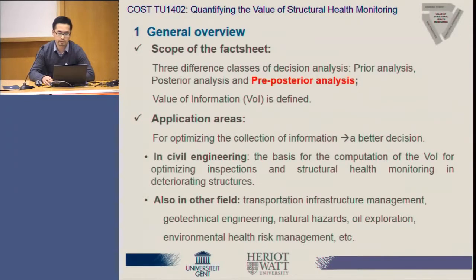About the application areas of the decision analysis, since the Bayesian decision analysis is for optimizing the collection of information, which leads to a better decision process, its application in the civil engineering field lays the basis for the computation of the value of information for optimizing the inspections and the SHM in the deteriorating structures. And also, it is widely applied to other fields such as the transportation infrastructure management, geotechnical engineering, natural hazards, and so on. Details about these applications can be found in the fact sheets.